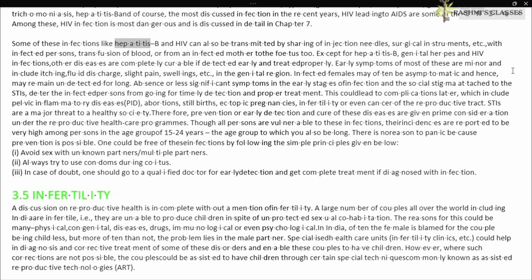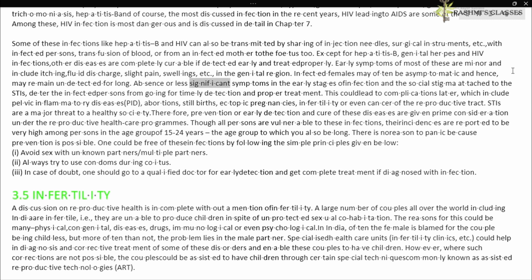Some of these infections, like hepatitis B and HIV, can also be transmitted by sharing of injection needles, surgical instruments, etc. with infected persons, transfusion of blood, or from an infected mother to foetus too. Except for hepatitis B, genital herpes and HIV infections, other diseases are completely curable if detected early and treated properly. Early symptoms of most of these are minor and include itching, fluid discharge, slight pain, swellings, etc., in the genital region. Infected females may often be asymptomatic and hence, may remain undetected for long.